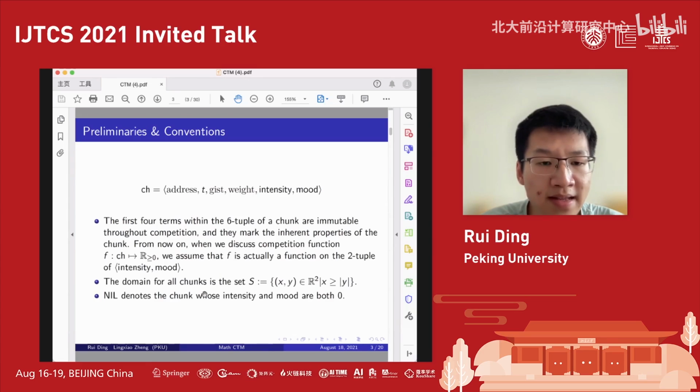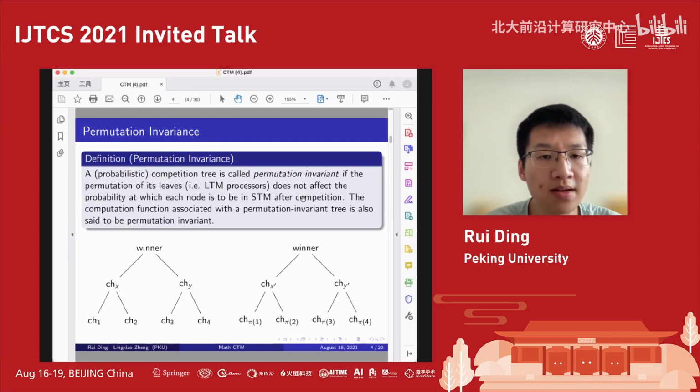And as we can see, the domain of all Lego chunks is exactly this set, where X is representative of the intensity field, and Y is exactly the mood field. From here on, we'll use this symbol Neo to denote the chunk whose intensity and mood are both zero. We're going to see that Neo plays an important part here.